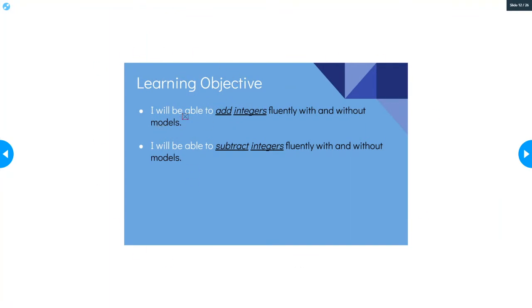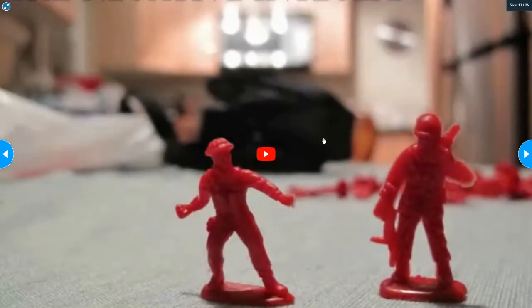In this objective, we'll be able to add integers fluently with and without models. We'll also be able to subtract integers fluently with or without models. All right, so we're covering 2 different topics in one lesson, adding and subtracting those integers. Next slide. So this is a fun little video. We have toy soldiers. Some are positive, some are negative, and you can see how they work when we're adding positive and negative numbers. All right, so go ahead and push play on the video.